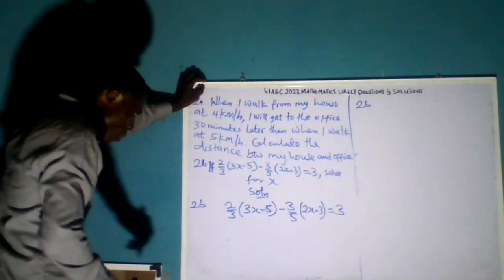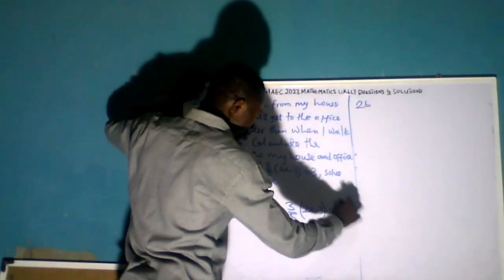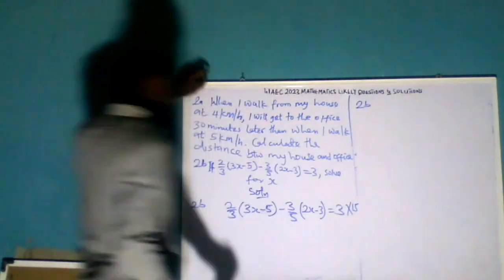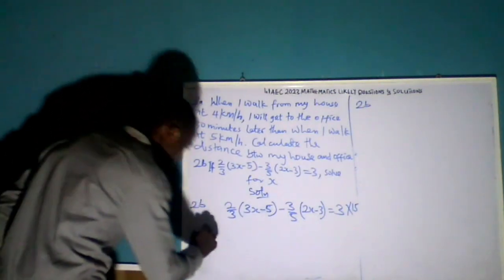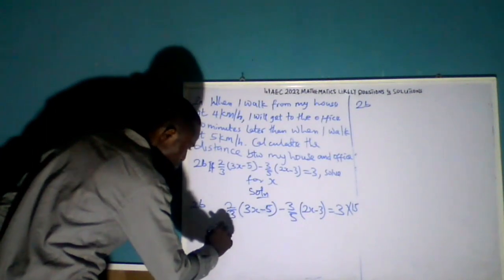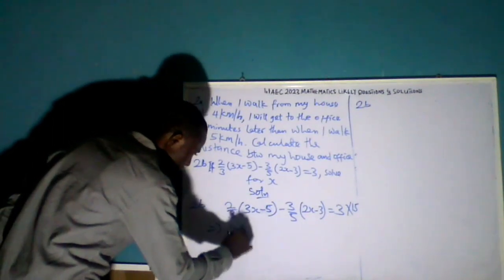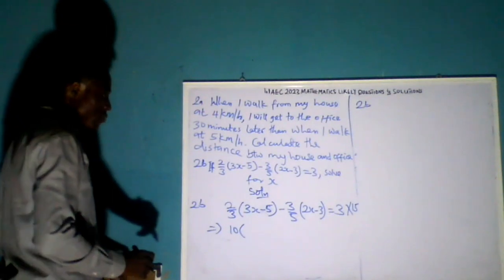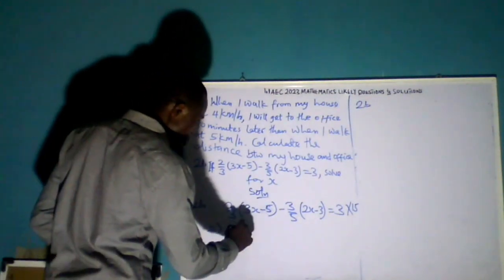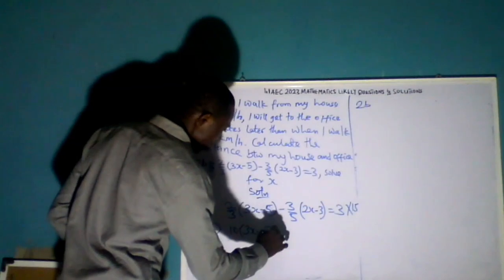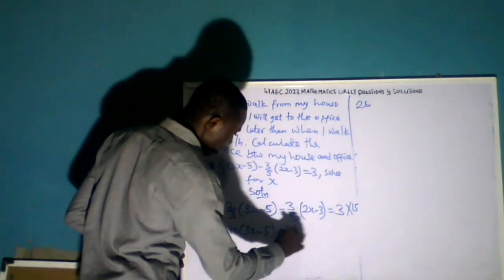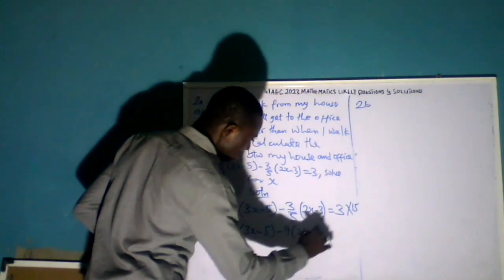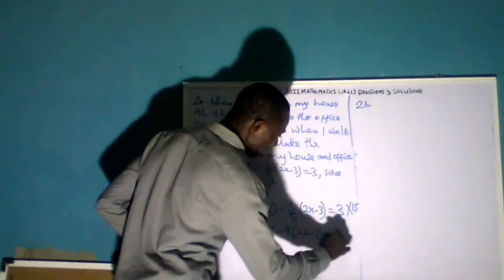Let's clear off. Let's multiply the whole equation by 15, which is the lowest common multiple of the denominators we are having in the equation, so that we have 10 in bracket, because 3 into 15 is 5, and 5 times 2 is 10. Then the bracket 10 open bracket 3x plus 5, minus, because 5 into 15 is 3, 3 times 3 is 9, minus 9 open bracket 2x minus 3. So 3 times 15 is 45, equal to 45.